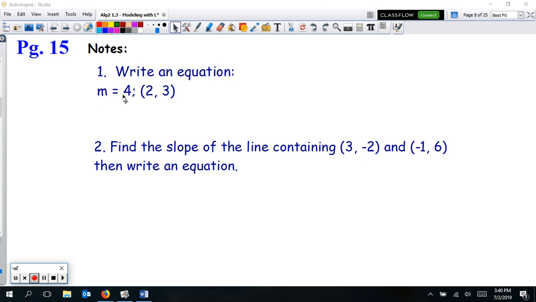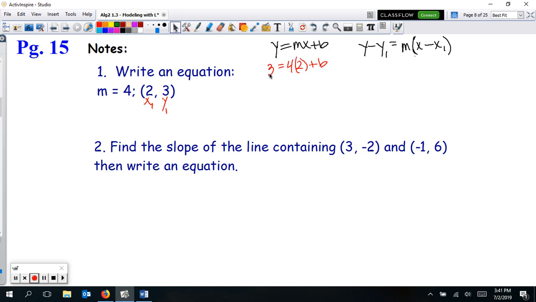write an equation. m equals 4, so our slope is 4, and it gives you an ordered pair of (2, 3). I'm going to show you how to write it both ways. We can just plug it straight into y equals mx plus b, so that's one way we could do it. Or there's also another way, using the point-slope form, where the x1 and the y1 would be these numbers here, the 2 and the 3. So if we start with this form, we can plug in everything we know. We know m, we know x, we know y from this ordered pair. We just don't know b.